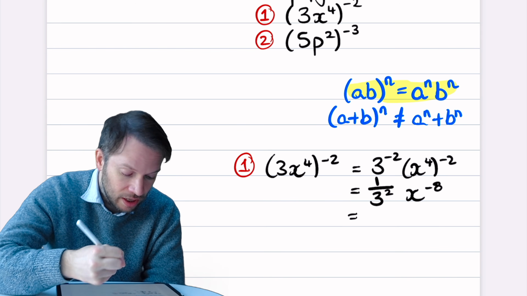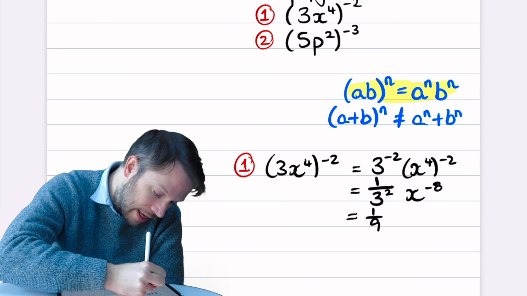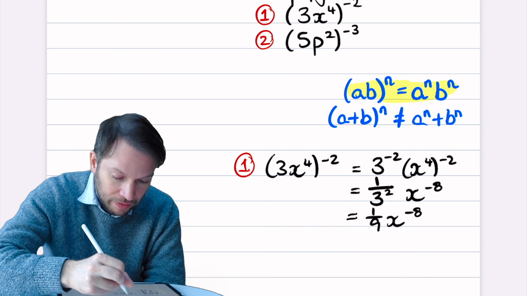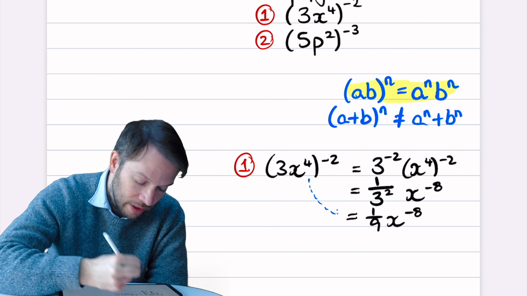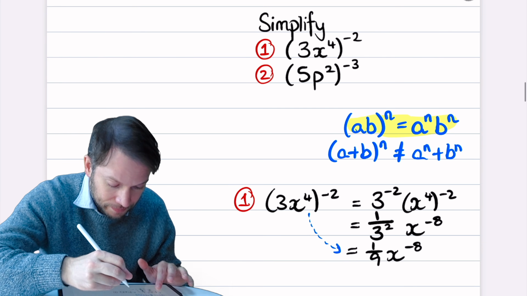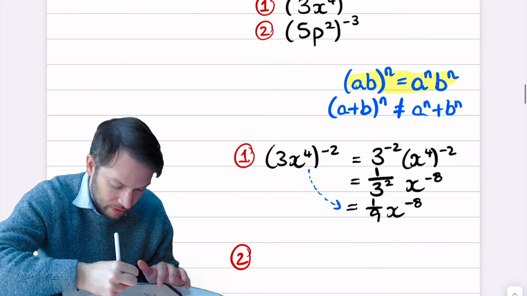Now what is 1 over 3 squared? Well, it's 1 over 9. So we get a 9th x to the -8 like this. But it's absolutely fine if you're confident with it to go straight from here to this final step here. So let's try and do that for the second one actually. So we've got 5p squared to the -3.